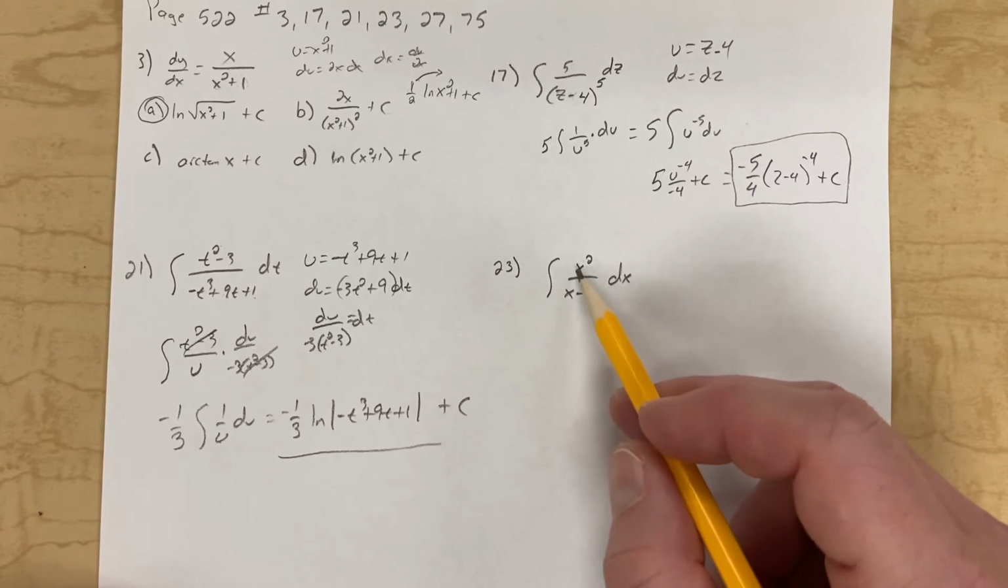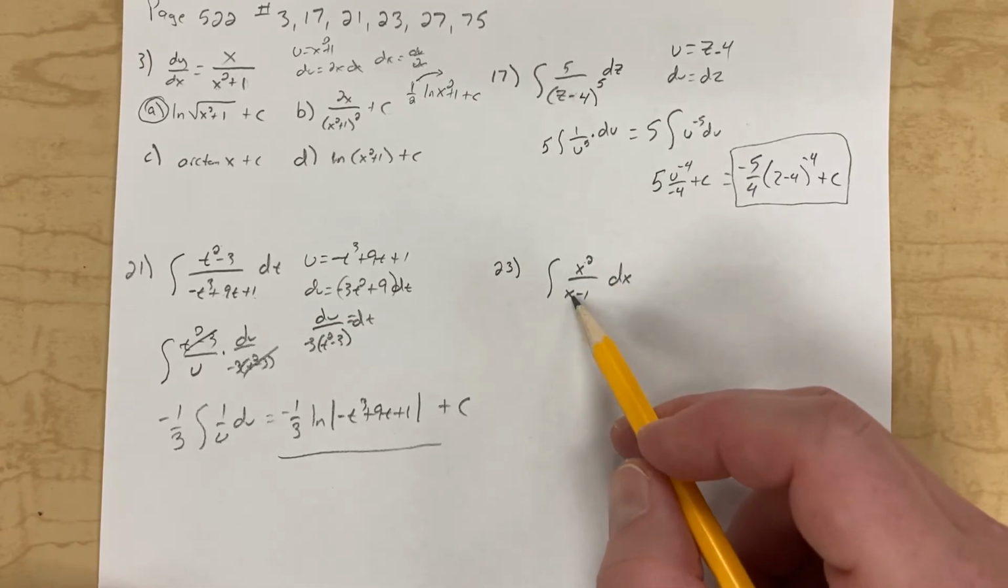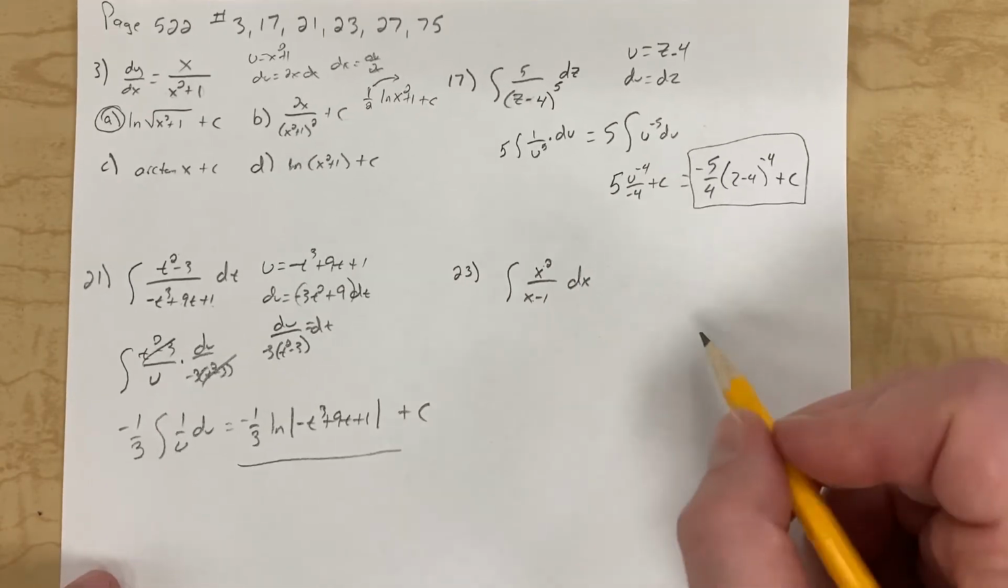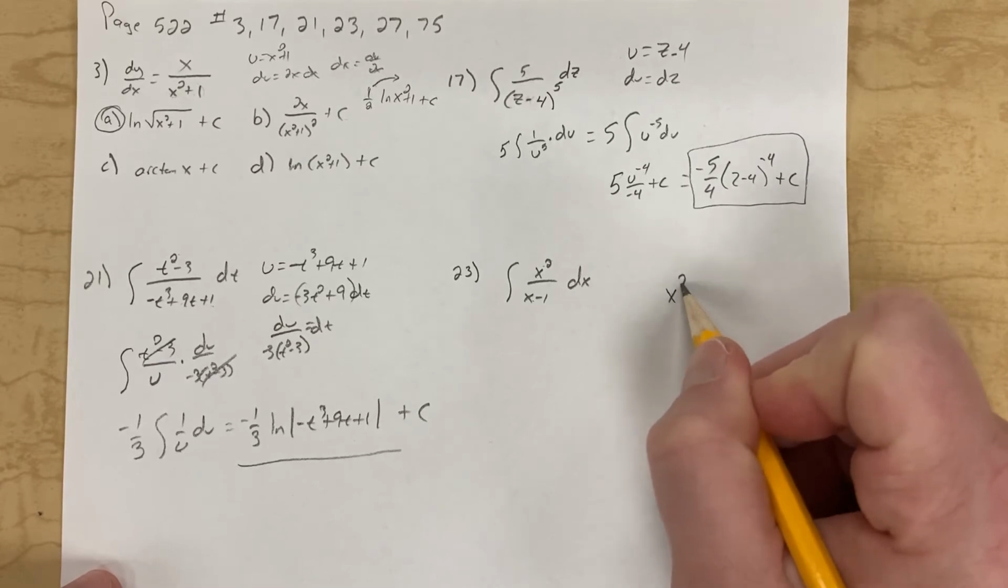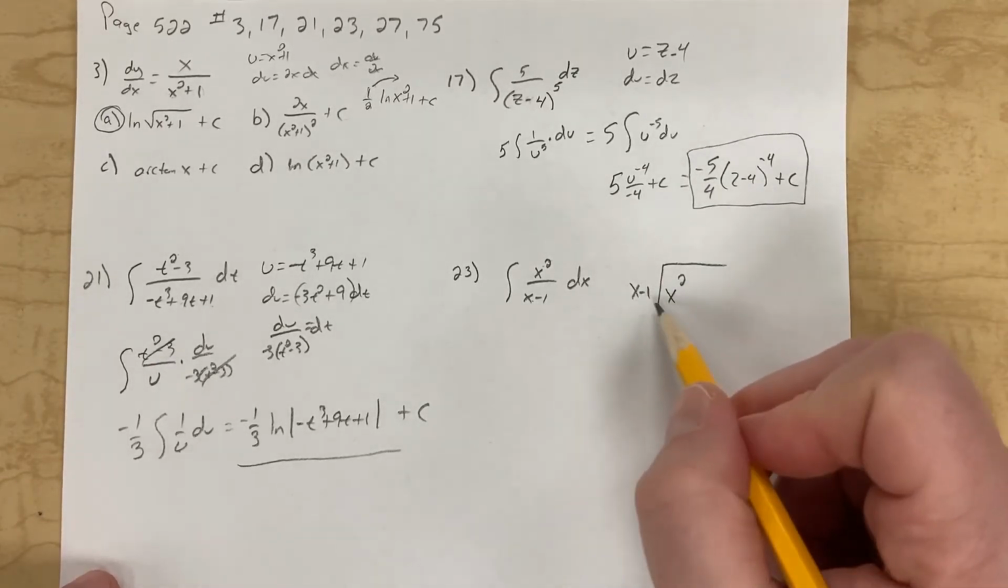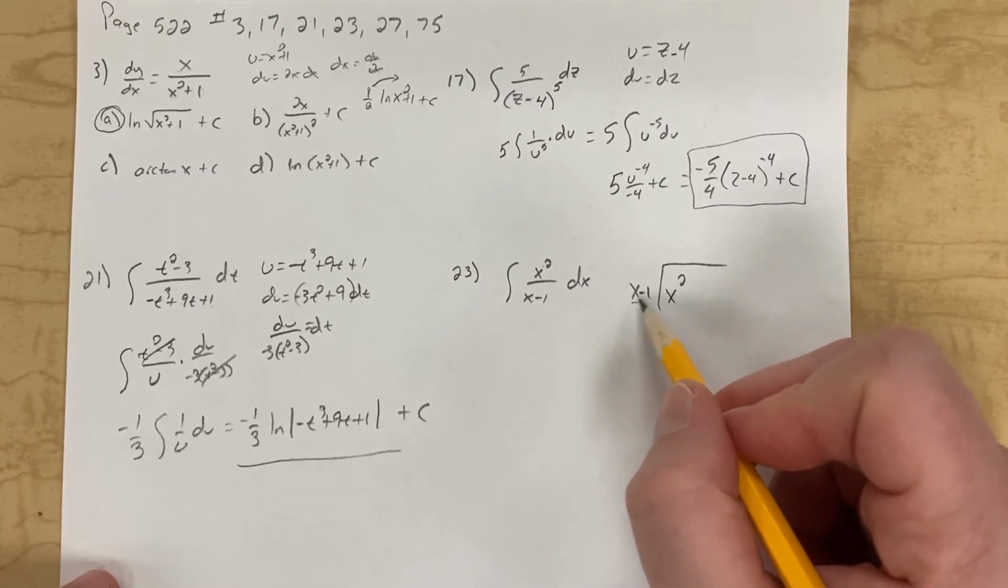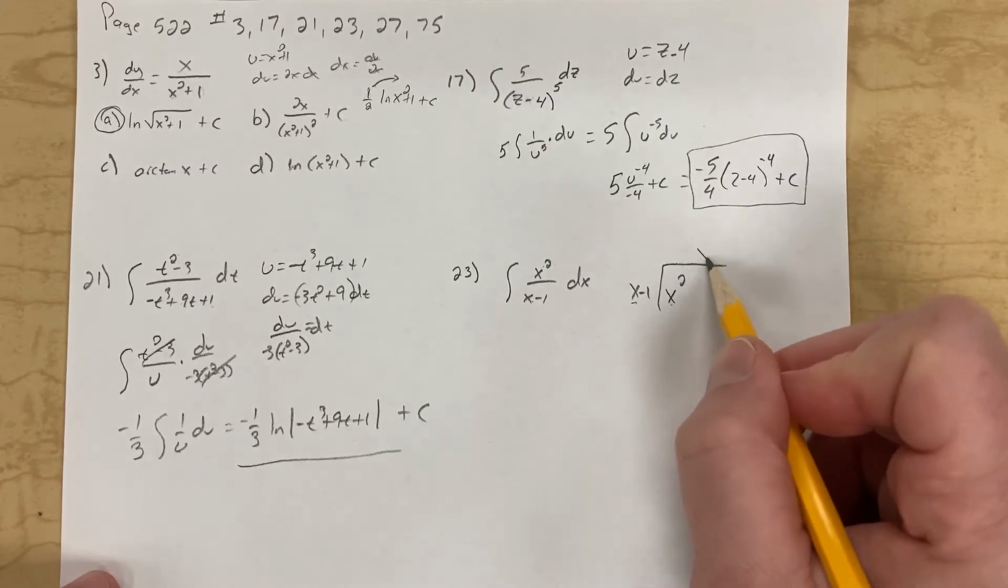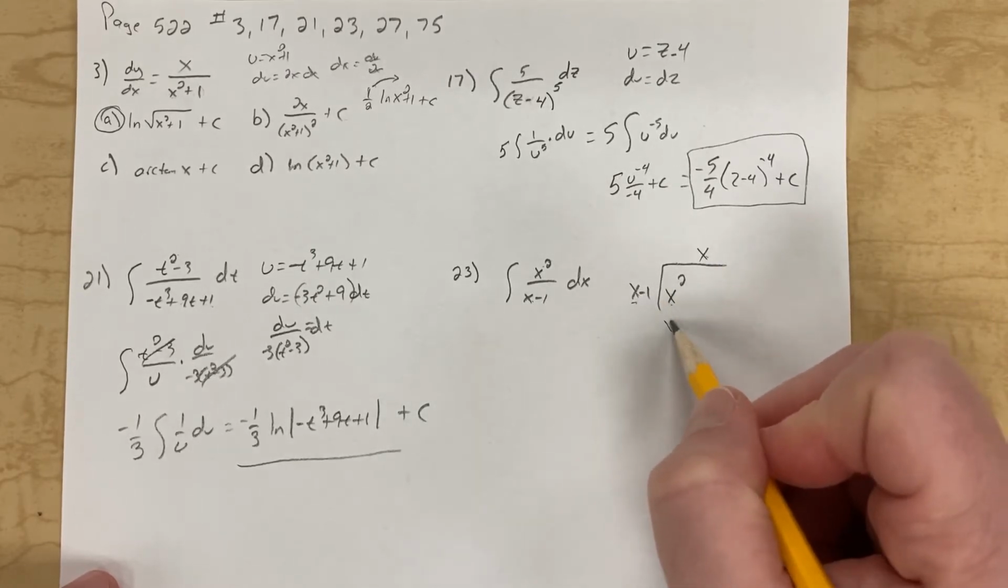So probably the best thing to do is, when I see the degree on the top is bigger than the degree on the bottom, to do a long division. So I'm going to take x squared and divide it by x minus 1. The question is, what would I have to multiply x by to make it equal x squared? And that would be an x. Then I go ahead and multiply. X times x is x squared.